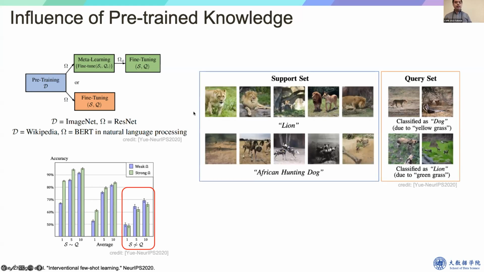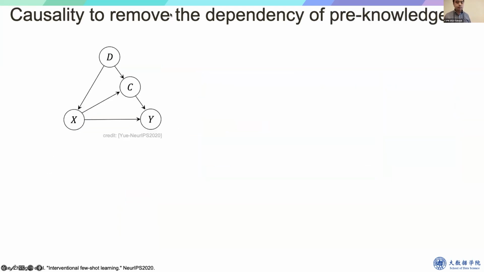The support set contains images of lions in gray grass and dogs in yellow grass. This non-causal relation misleads the few-shot learning model and causes misclassification. In this case, a stronger pre-trained model is more severely affected by this prior knowledge, and therefore, pre-trained knowledge may not always be beneficial in few-shot learning.